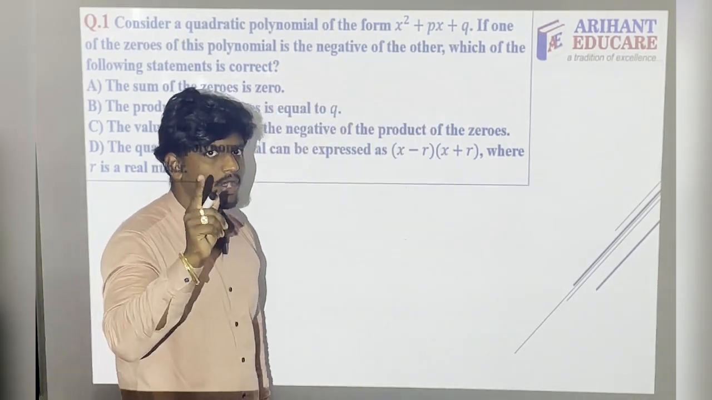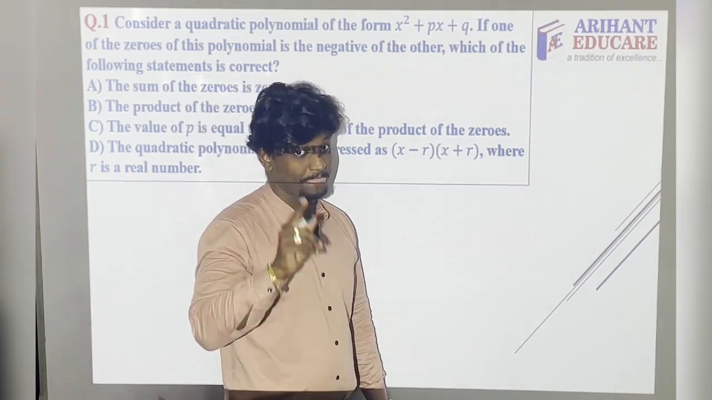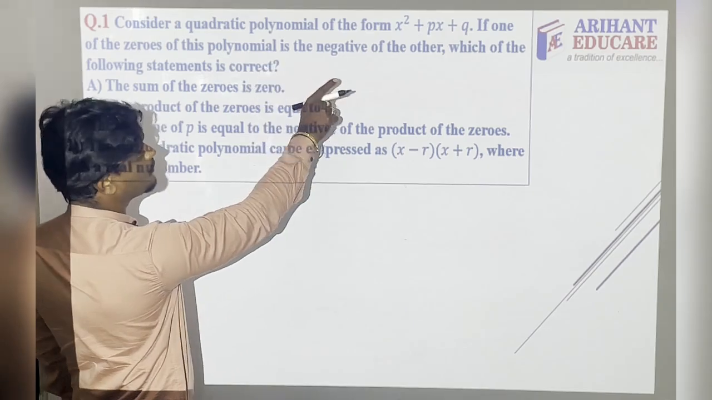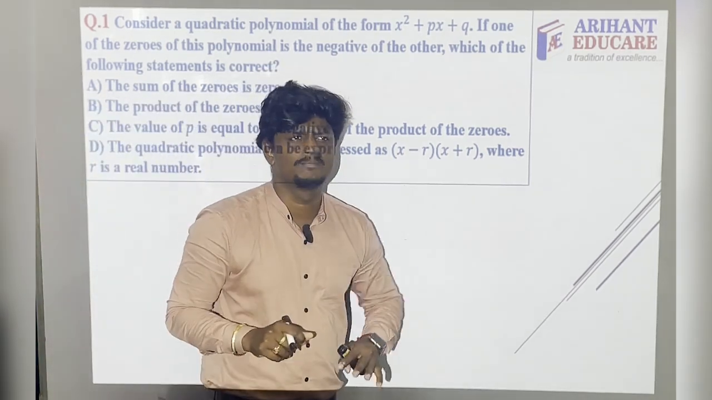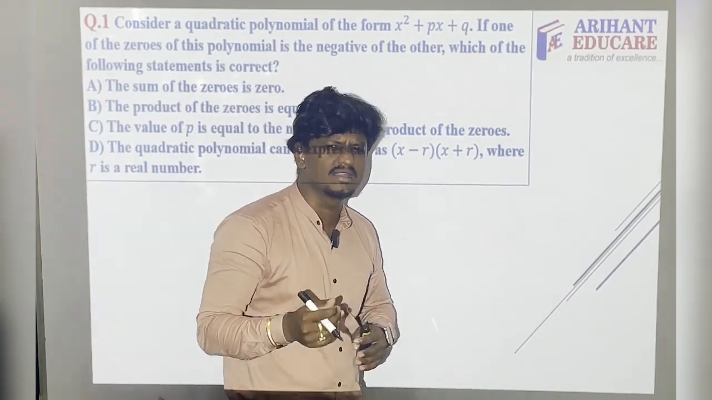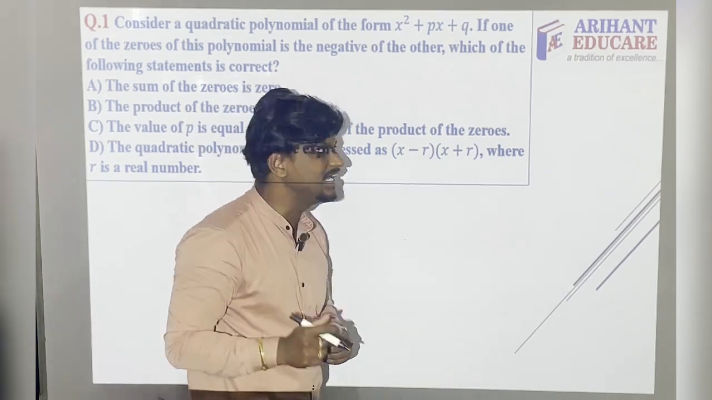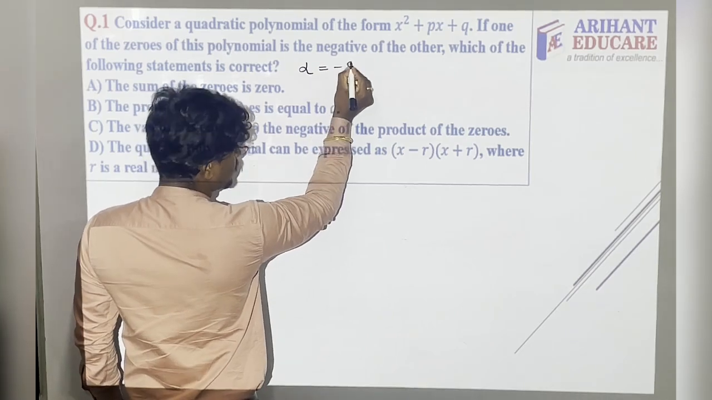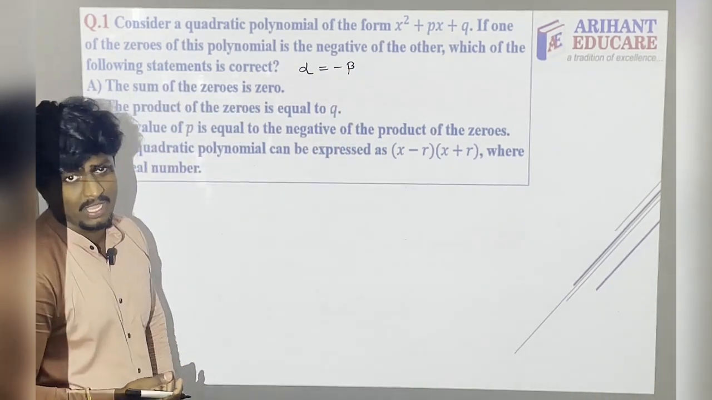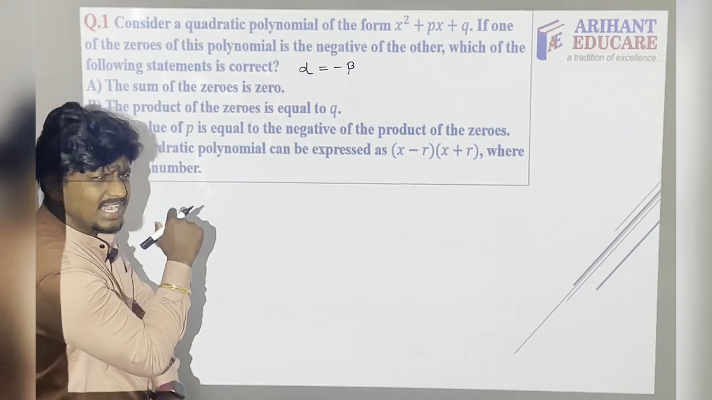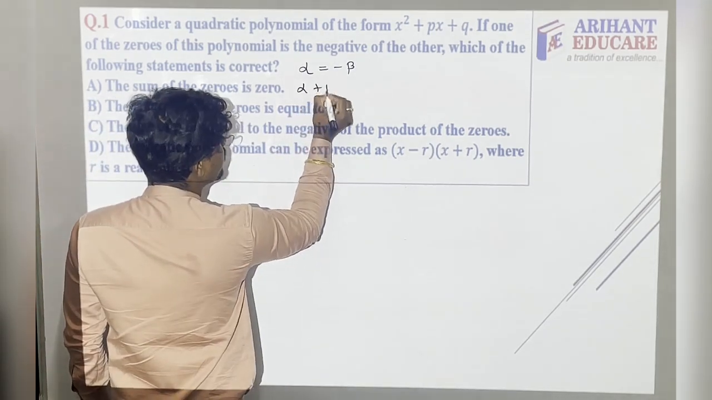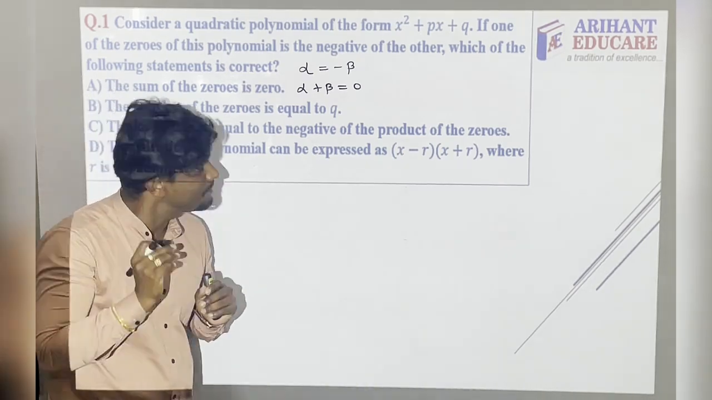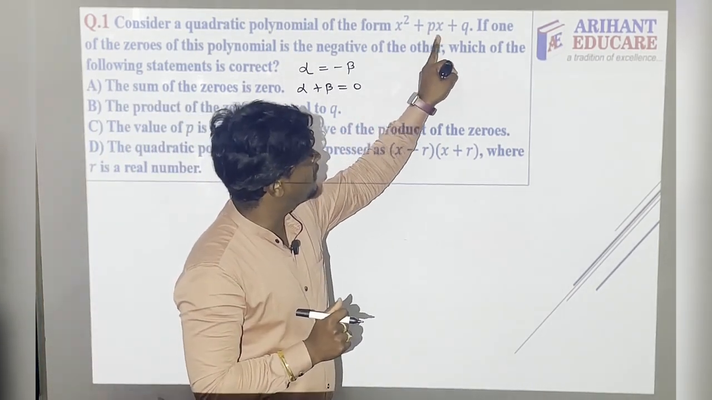Now, a quadratic polynomial has how many zeros? Exactly right, 2 zeros. And the question itself says one zero of the polynomial is negative of the other. Let's consider the 2 zeros to be alpha and beta. Since the condition says alpha is negative of beta, if I bring beta to the other side, it gives me alpha plus beta is equal to 0. I did not even look at the statements.